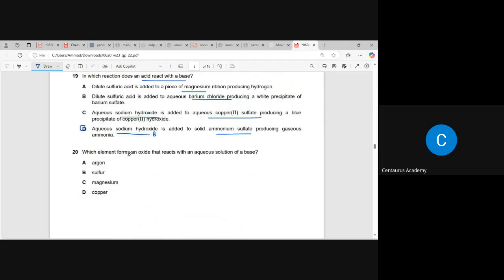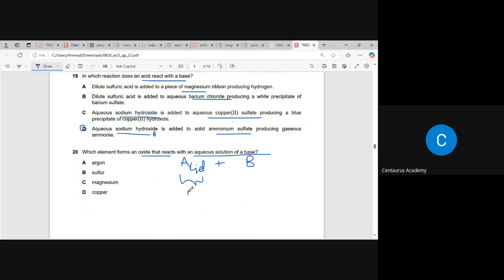Which element forms an oxide that reacts with an aqueous solution of a base? So which element you have to look into is going to form an oxide which will react with an aqueous solution of a base. Now, any bases obviously must react with acids. So you have to pick those elements which are going to form an acidic oxide. Which elements form acidic oxide? Only non-metals form acidic oxides.